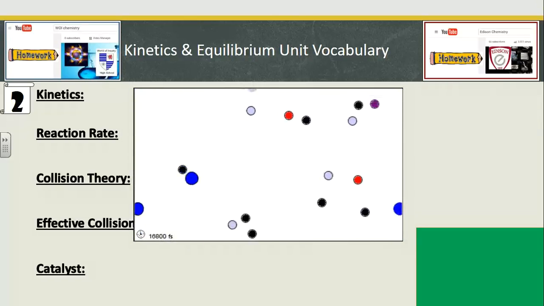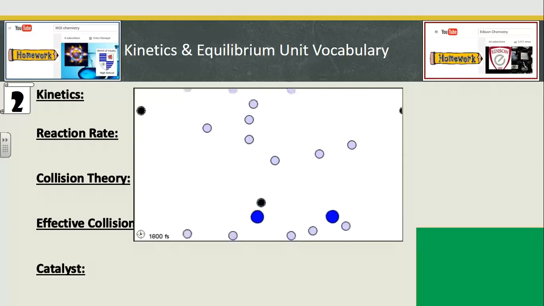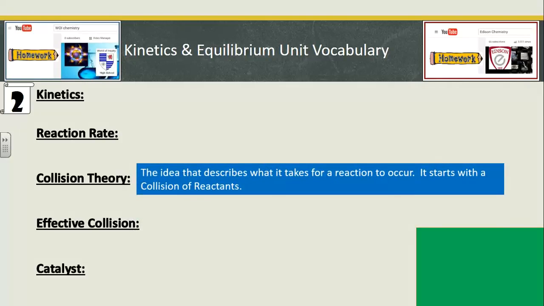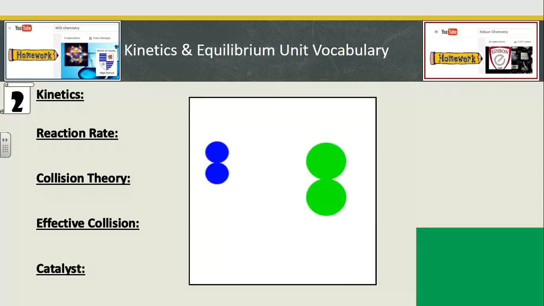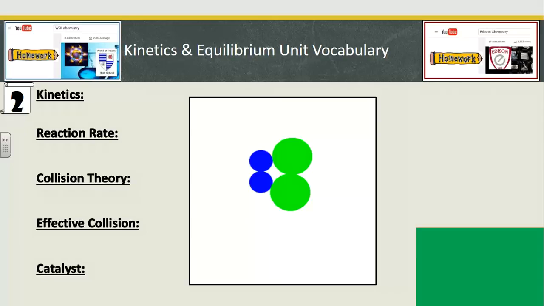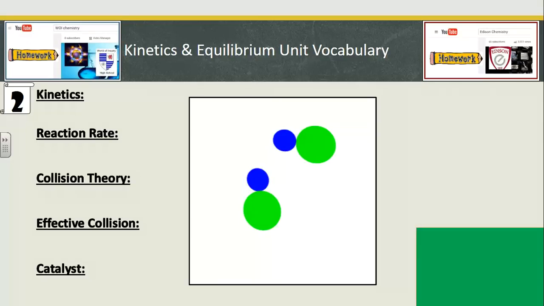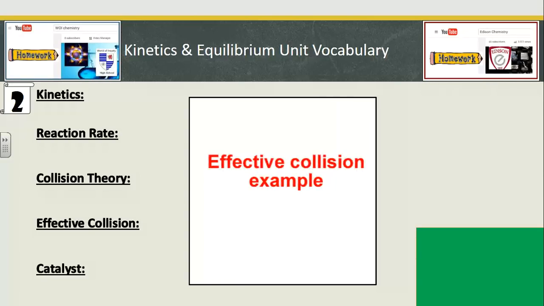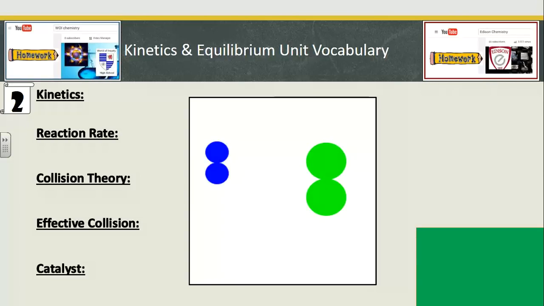Collision theory. If you look carefully, you can see particles colliding, and when they do, some react. Collision theory is an idea that describes what it takes for a reaction to occur. There are 4 or 5 steps in there, and it always starts with the reactants, the ingredients, colliding with each other at the atomic level. In order for a reaction to occur, that first collision must happen in the right orientation with the right energy to break the chemical bonds of the reactants and form the chemical bonds in the products.